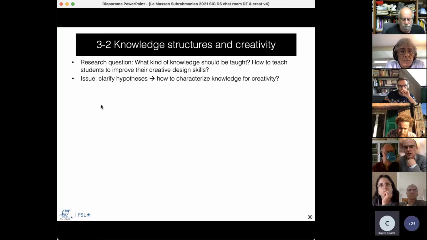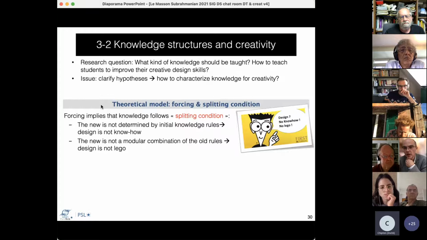I won't go too deep in this. After a thorough theoretical investigation, we have shown an interesting condition, which is called the splitting condition. If knowledge is of the form of deterministic rules or modular rules, this is non-splitting knowledge, and it will provoke fixation. It will provoke restriction in creativity. But if knowledge meets the splitting condition, then it's possible that this splitting knowledge has a strong creative power.